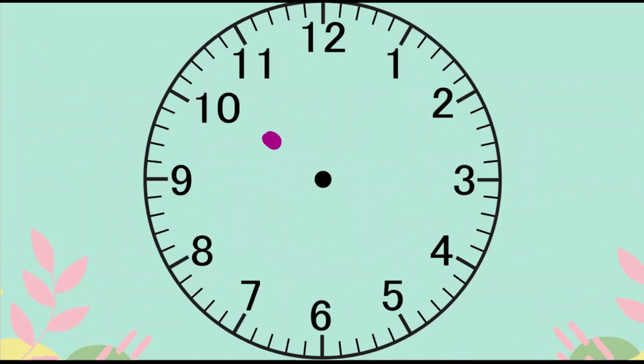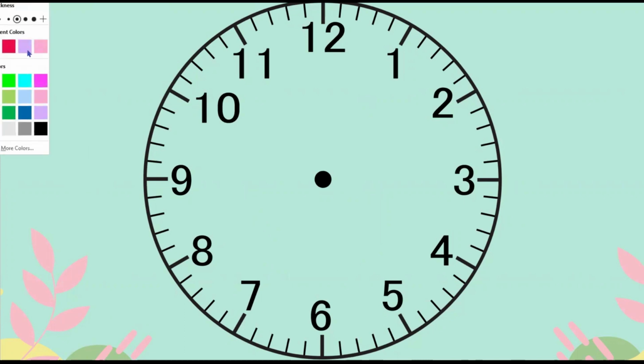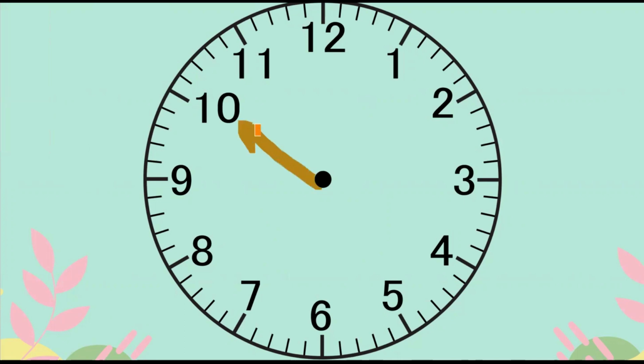So let's go ahead and work on our half an hour now. So let's say that it is 10:30. If it was 10:30, we would have our hour hand, which is the smaller hand, pointed at the 10. And we would have our minute hand pointed at the 6 because it's 10:30. So how we would write this is we would write 10:30.